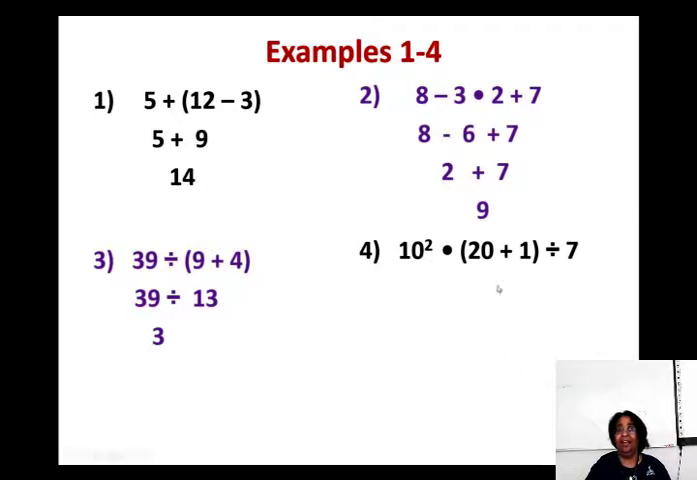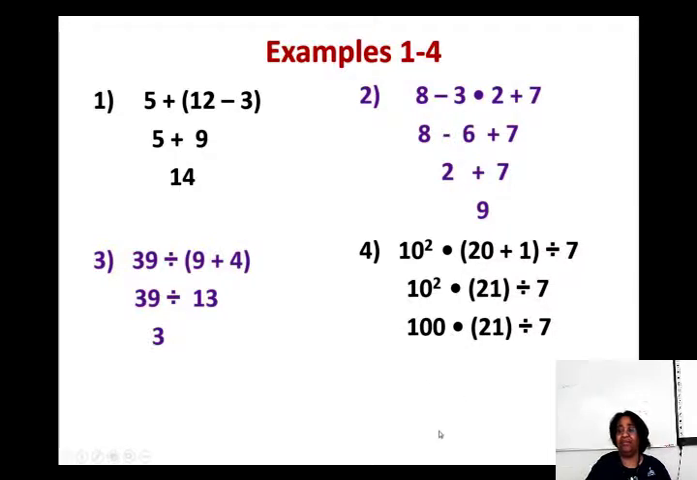Go to the parentheses first. So I keep the 10 squared times the 21. I did 20 plus 1 inside the parentheses first. Then I do the 10 to the second power. 10 squared is 100, so that's 10 times 10. Times 21 divided by 7.